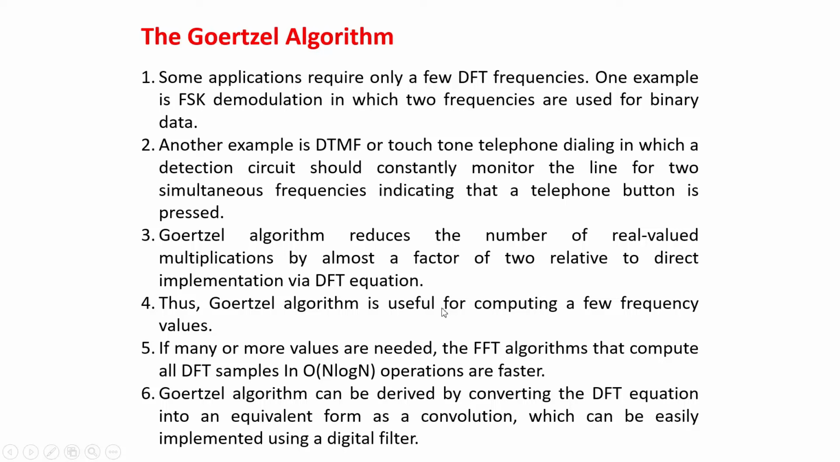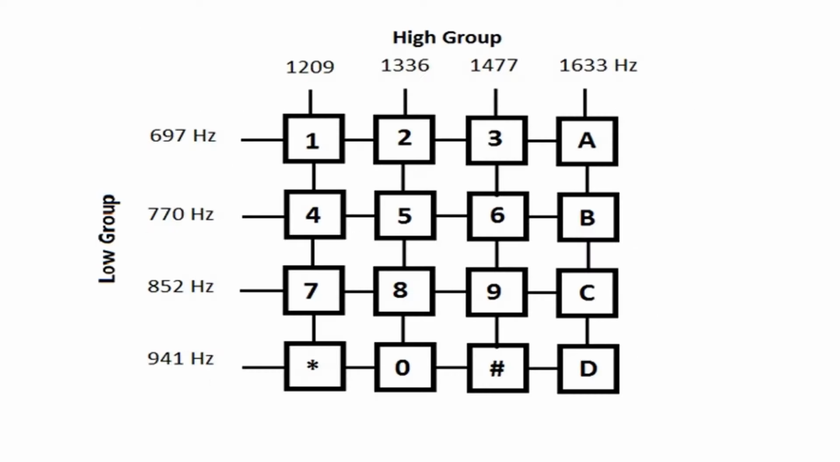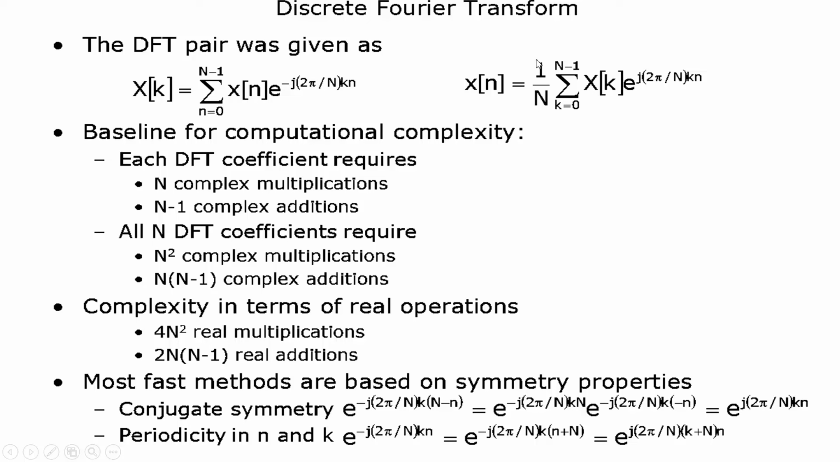Let us see how the derivation or how the system is developed for the Goertzel algorithm. Okay. Now this is the normal discrete Fourier transform equation. These two equations represent the DFT pair. Now, as a baseline for computational complexity, if you want to calculate each DFT coefficient using this equation, then this requires N complex multiplications and N minus 1 complex additions.